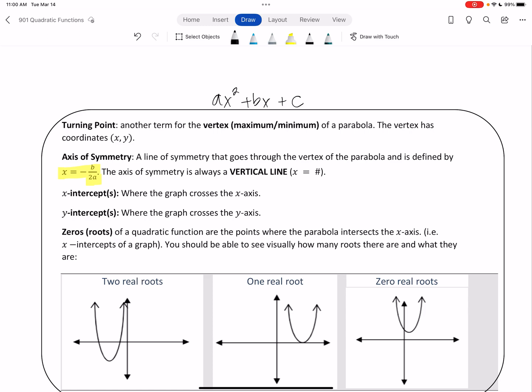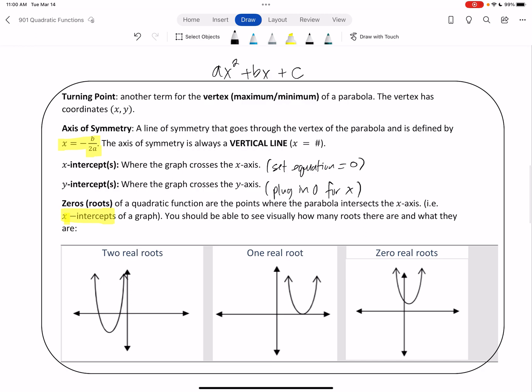The x-intercepts are where the graph crosses the x-axis. To find those, you set the equation equal to 0. The y-intercept is where it crosses the y-axis. You plug in 0 for x. And then the zeros are the roots. These are the x-intercepts of the graph. It's just another term that we see there.